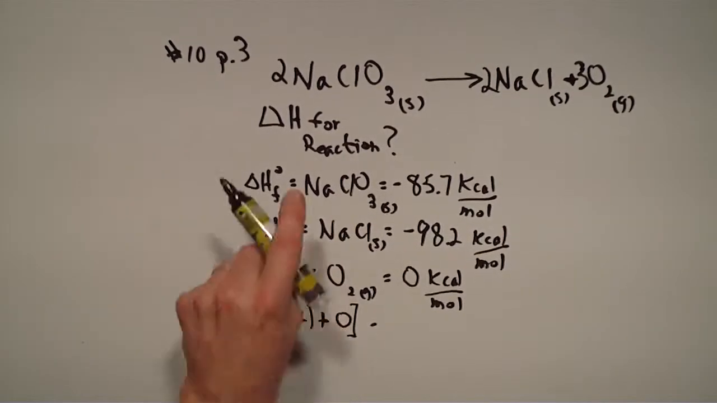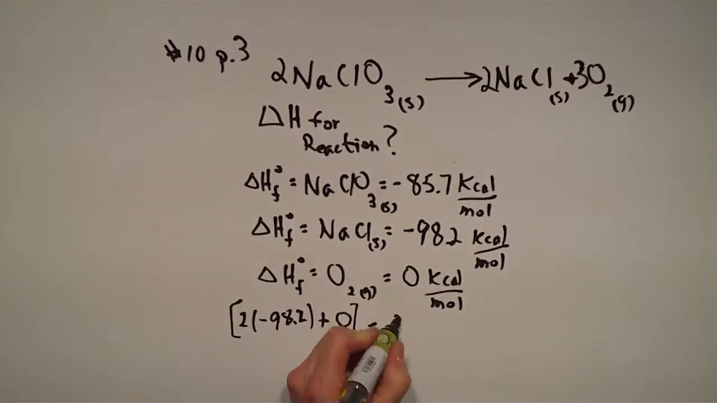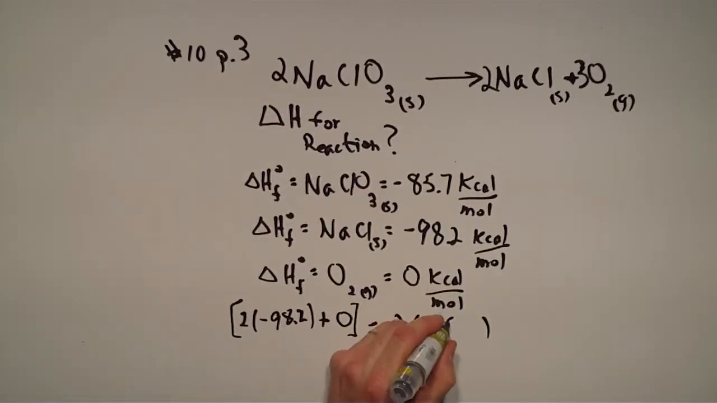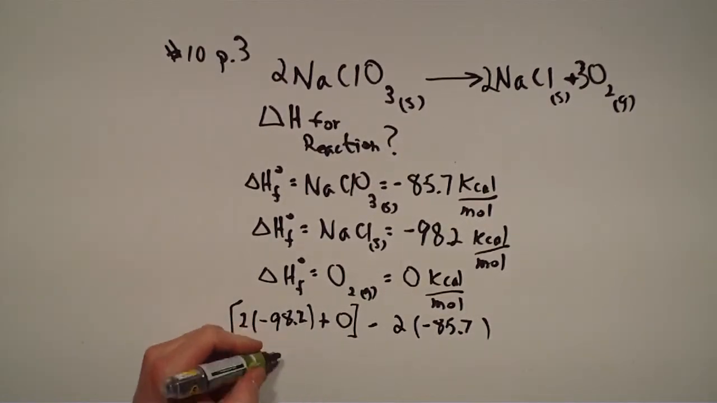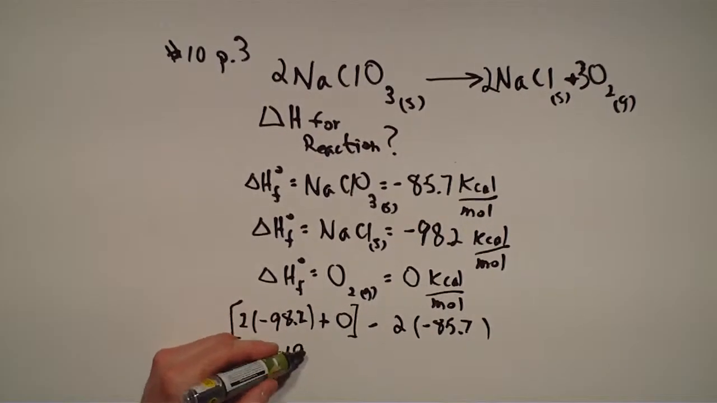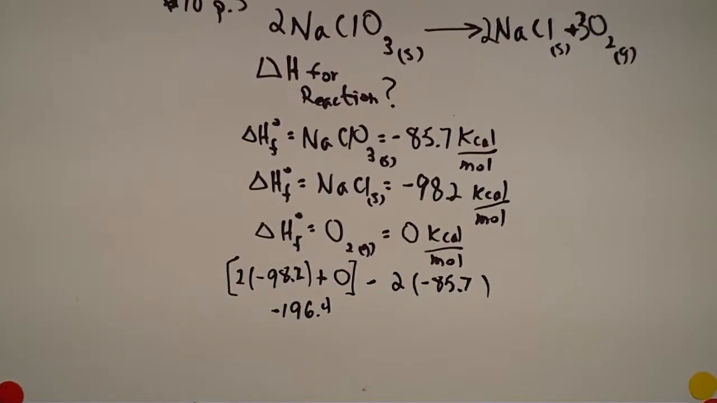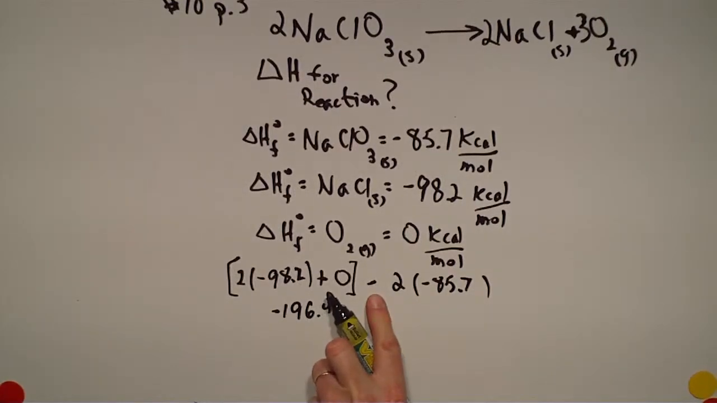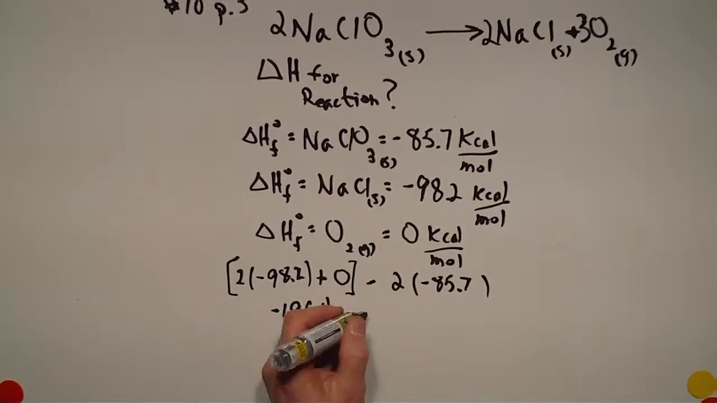And I'm going to subtract from that the value for our reactant. I have 2 moles of that, so 2 times the value of negative 85.7. Okay, following through on that, for this side I have negative 196.4, and here we have a negative number and a negative, so this negative and negative is going to turn into a positive on this side.